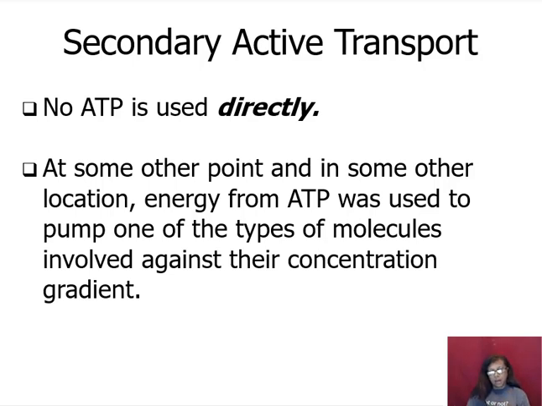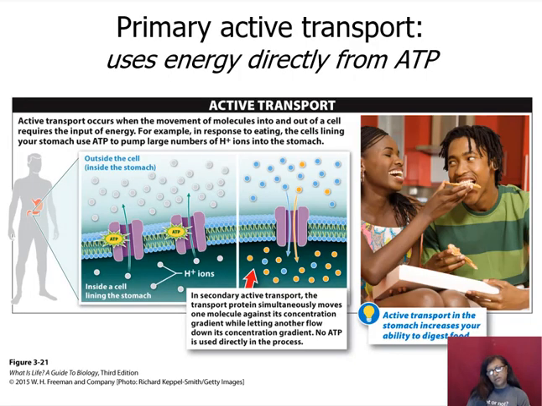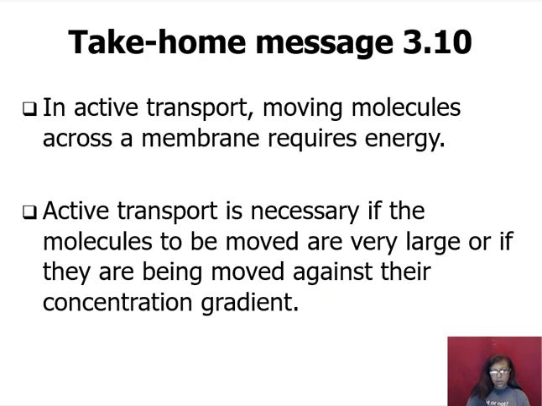I don't want you to get too caught up on it. I just want you to remember primary active transport. When you see the use of ATP, you know it is primary active transport. Okay? So we will move on. In active transport, moving molecules across a membrane requires energy. This is sort of a recap. And active transport is necessary if the molecules to be moved are very large, or if they're being moved against their concentration gradient. They're being moved in a direction that they don't want to go. Then active transport can be used to actually move them.